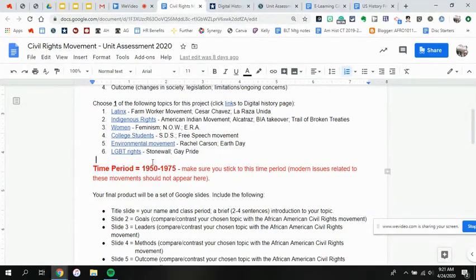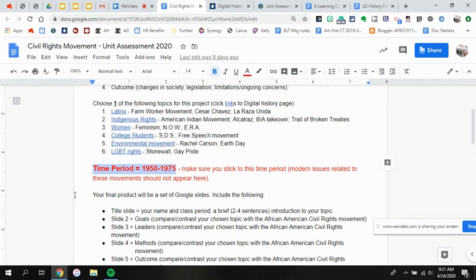Make sure that you're staying within this time period, 1950 to 1975. For example, if I pick LGBT rights, there are still issues related to LGBT groups today that would be considered part of kind of the LGBT rights movement. So I shouldn't see anything in your work about gay marriage because that really wasn't something that was going on during this time window. I shouldn't see things about, you know, bathrooms and some of the more current issues should not be a part of your work.